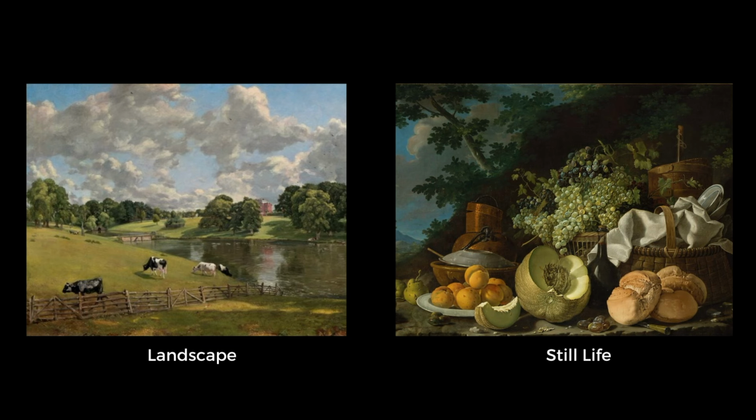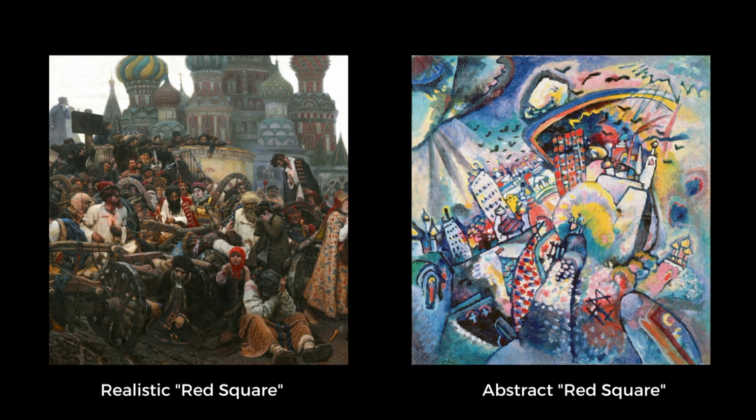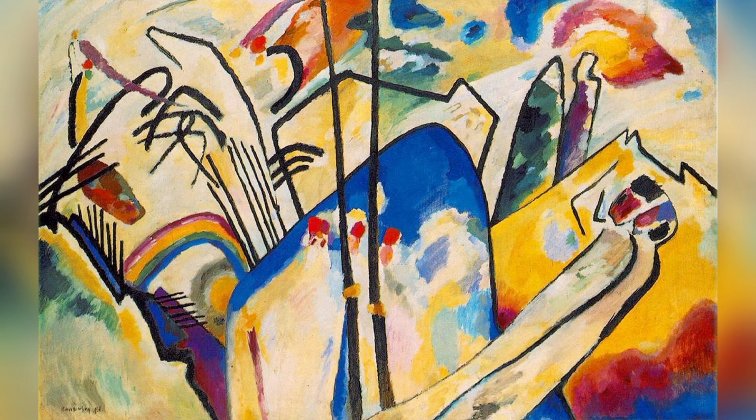Here are two examples of paintings of the Red Square in Moscow, Russia. On the left, there is a realistic painting. On the right, an abstract painting of Red Square by Wassily Kandinsky. Do you see the difference between realistic and abstract? That's right, abstract art does not represent reality exactly as it's seen.